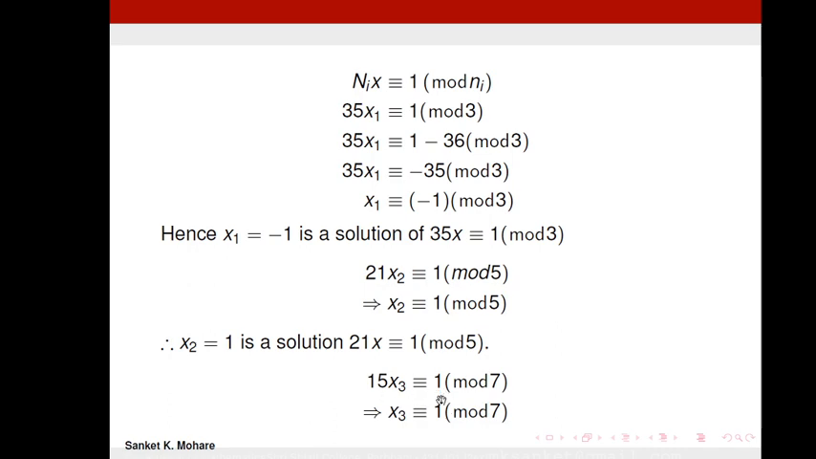So here I add, and obtain 15x3 is congruent to 1 plus 2 multiplied by 7 modulo 7. So 2 into 7 is 14, 14 plus 1 is 15. So 15x3 is congruent to 15 modulo 7. This implies x3 is congruent to 1 modulo 7. So therefore x3 equals 1 is a solution of the congruence 15x congruent to 1 modulo 7. So here we obtain three solutions: x1 equals minus 1, x2 equals 1, and x3 equals 1.